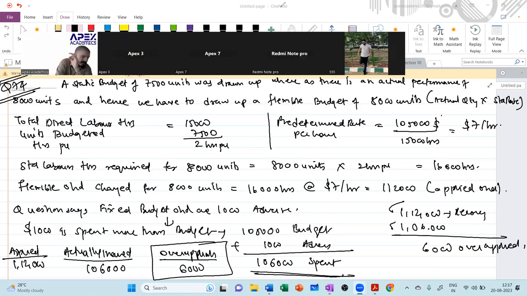Thank you. Question number 83. So here, beside the budget, you have written it as 1 lakh or 1,05,000 plus 1,000 adverse, which will give you 1,06,000, right? Yes. Okay. And this 105 is given in the question, which is budgeted. Okay. Got it. 1,12,000 I calculated. 1,06,000 also I calculated.